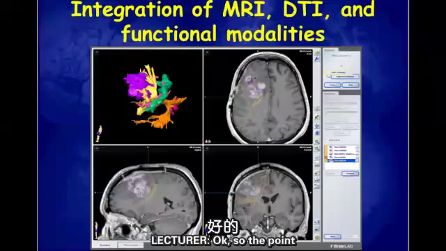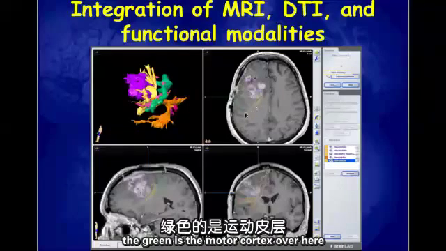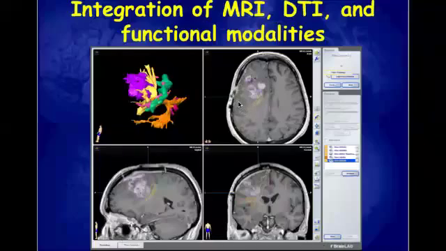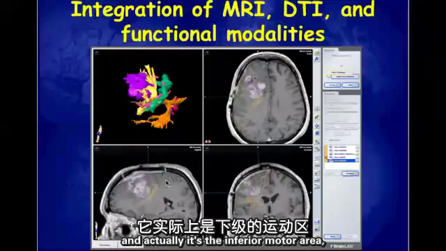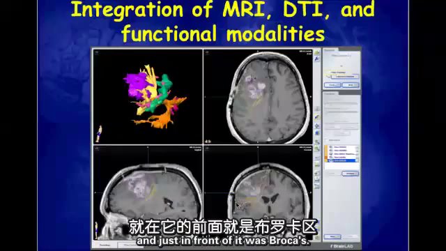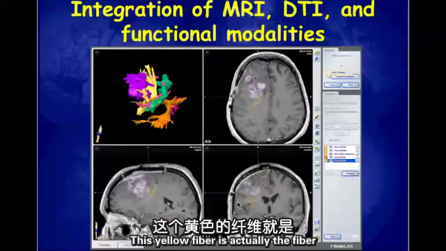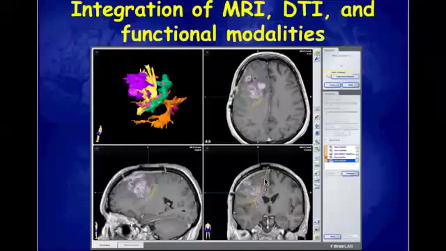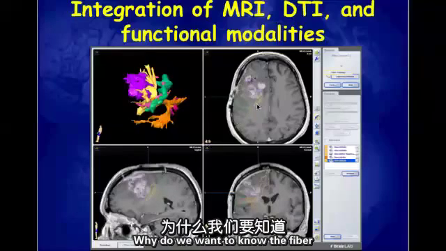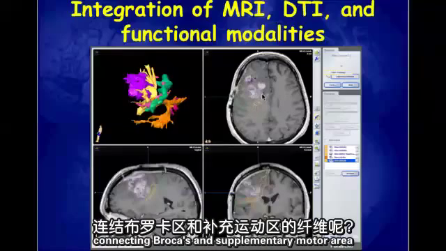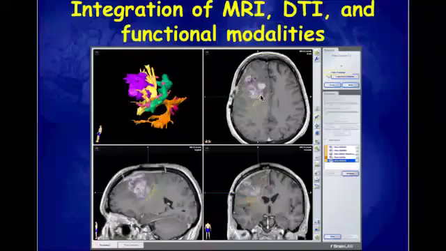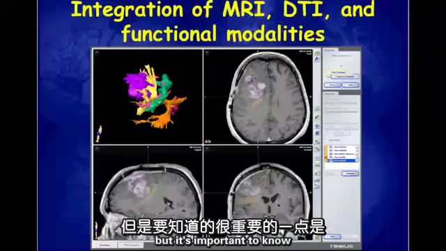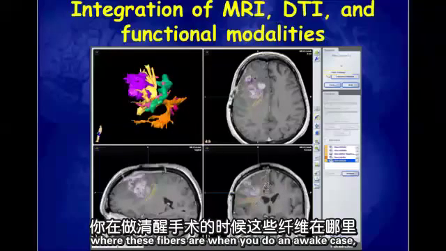So the point I wanted to bring up here, the green is the motor cortex over here, and actually it's the inferior motor area, pretty much motor face, and just in front of it was Broca's. This yellow fiber is actually the fiber connecting Broca's and SMA, the Broca's and supplementary motor area. Why is that important? Why do we want to know the fiber connecting Broca's and supplementary motor area? And we did this case awake, but it's important to know where these fibers are when you do an awake case. Why is that?